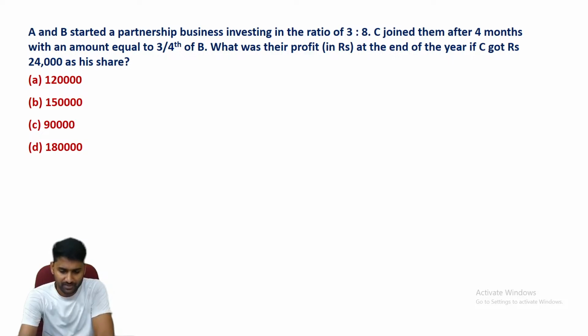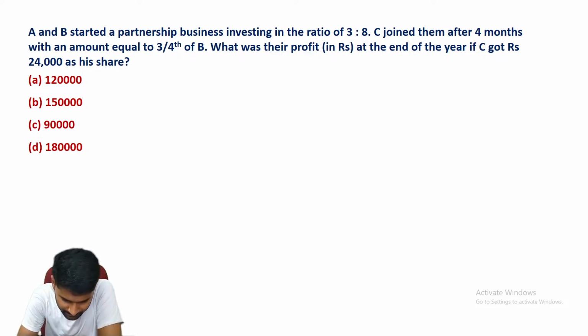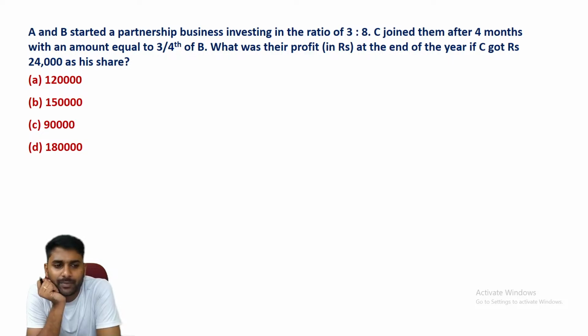Go through this information. A and B started a partnership business. The investing ratio is 3 is to something. C joined them after 4 months with an amount equal to 3 by 4th of B. What was their profit at the end of the year if C got 24,000 as his share?